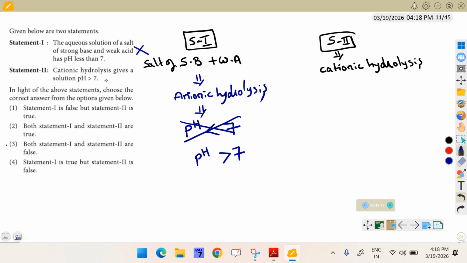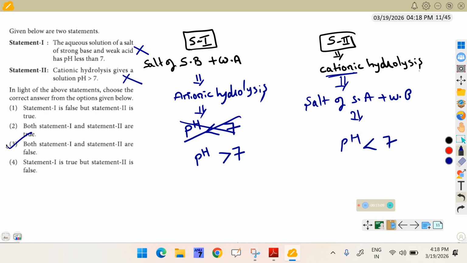Statement 2. Cationic hydrolysis. Cationic hydrolysis is possible. Salt of strong acid plus weak base. Acid dominated. Acid's pH value is less than 7, but here it is given as greater than 7. Wrong. Third option is the correct option.